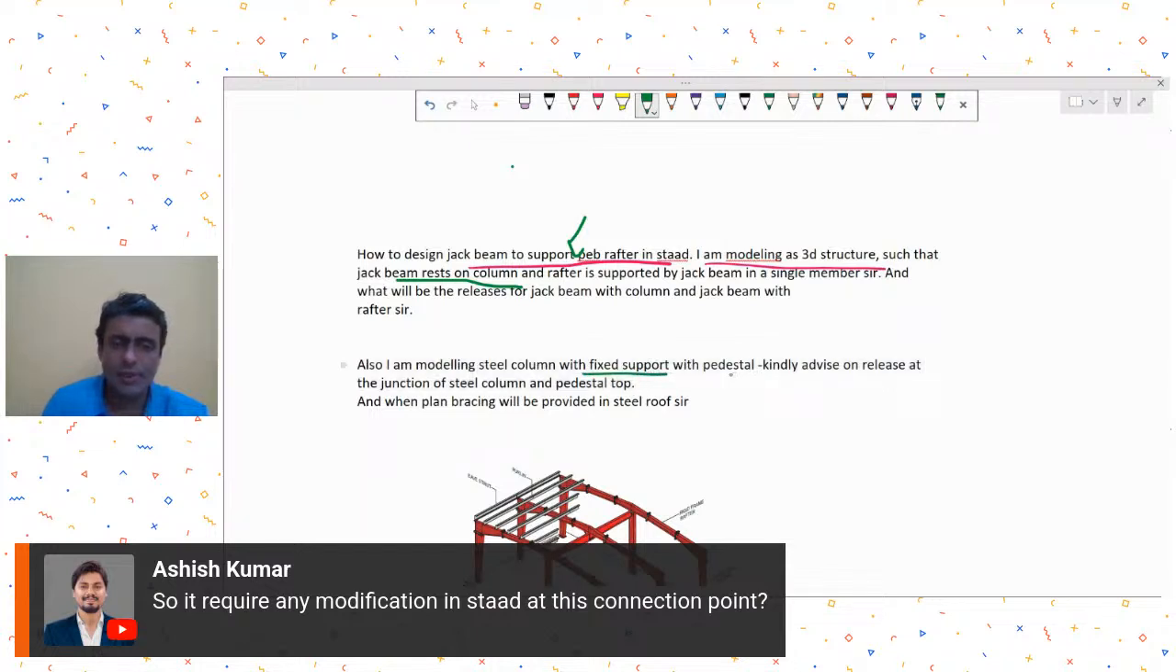So if you are providing a steel column with fixed support, that means the junction between the steel column and the pedestal top is fixed, which can resist movement. So accordingly, you will have to provide.